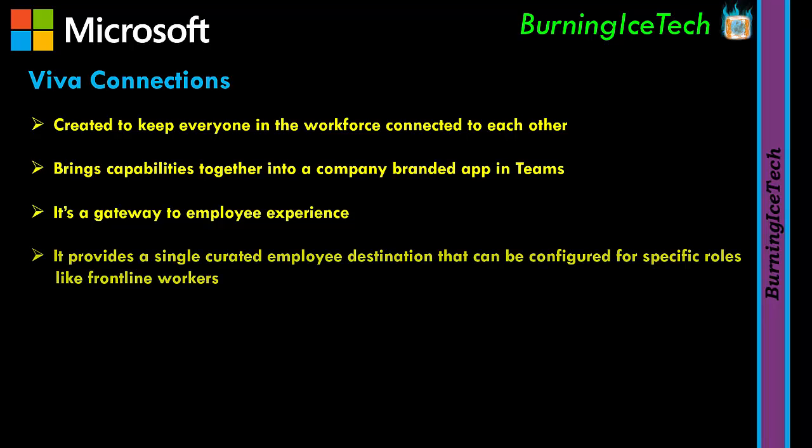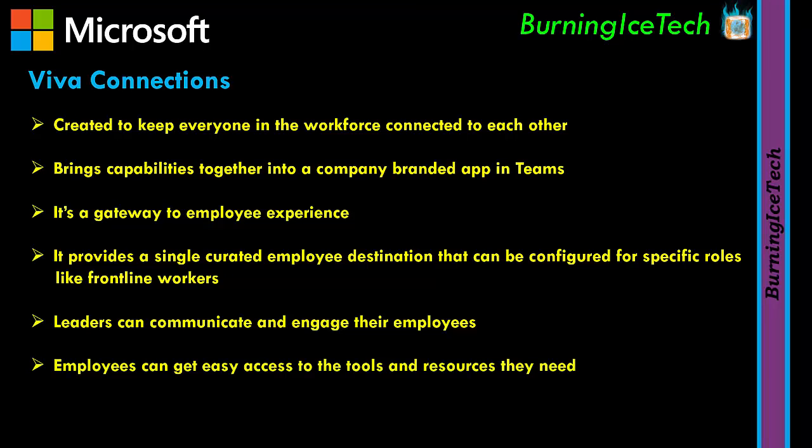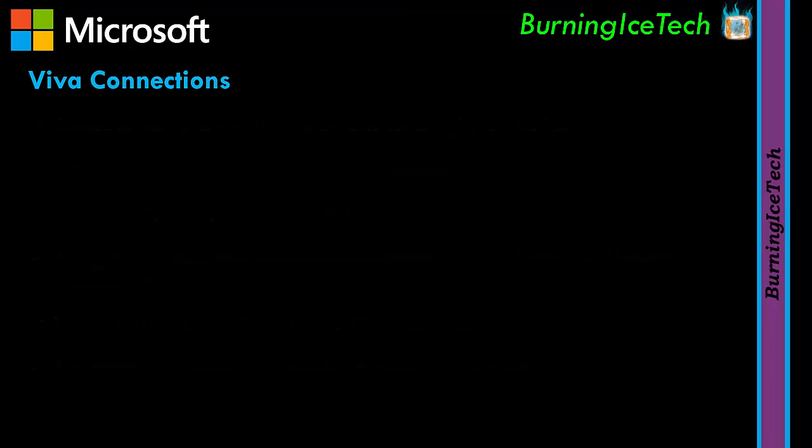It provides a single curated employee destination that can be configured for specific roles. Roles like, for example, frontline workers. Leaders can communicate and engage their employees. Employees get easy access to tools and resources they need from one place. Sounds too good to be true, right? You and your users can also go play with the free primary components that Viva Connections offers for added functionality.